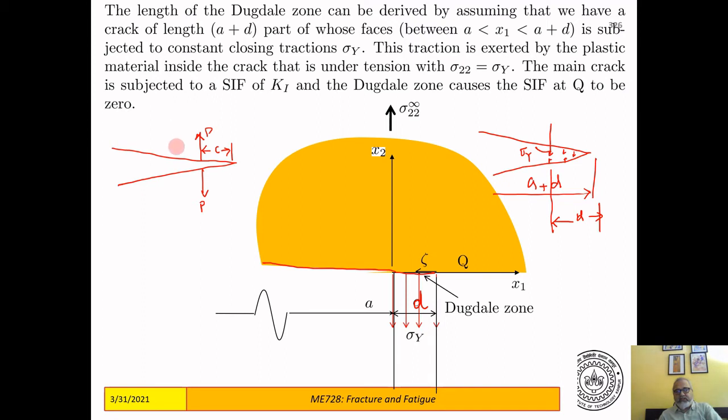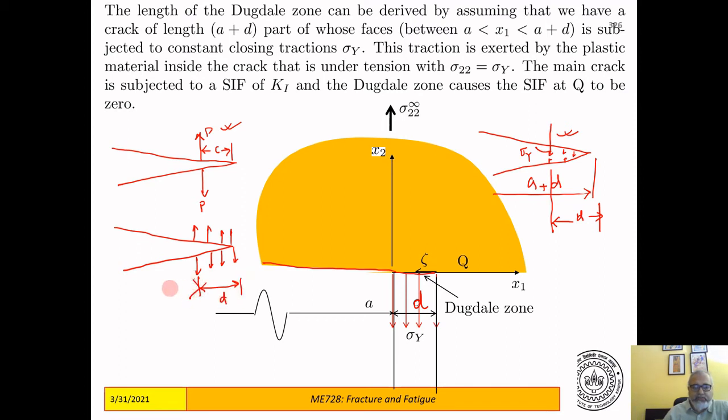This is a known solution. We have done this solution before. Now, using this solution, we can actually solve this problem. So, using this solution, we will solve this problem where you have an opening traction, distributed opening traction on some part D of the crack.